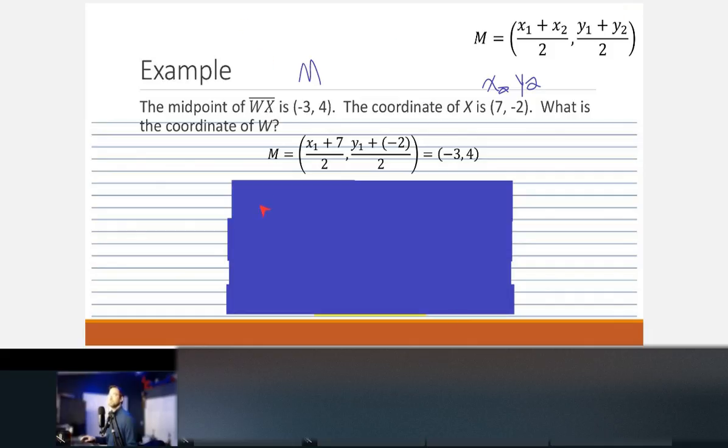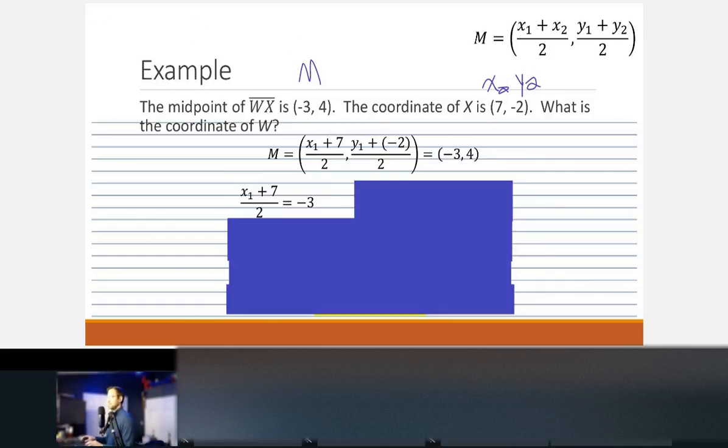Okay, so I'm thinking because it's a coordinate, then (x1 + 7)/2, you would set that equal to negative 3. And then same with the second one, (y1 + negative 2)/2, you'd set that equal to 4. Perfect. Yeah, that's exactly how you'd want to do it.